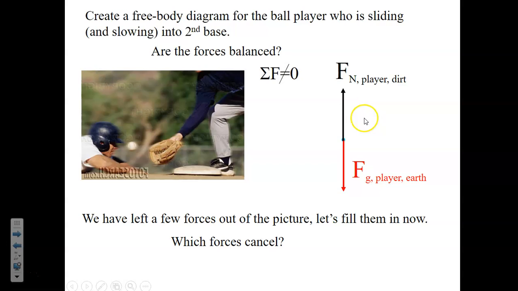Now, are there any forces acting to the left or to the right? We already know that there has to be. What is a force acting to the left or to the right?